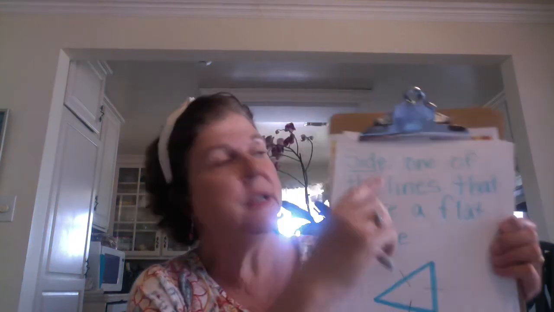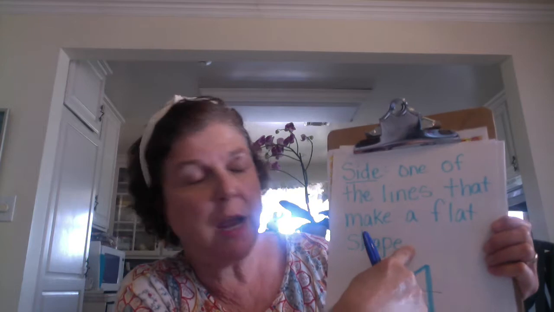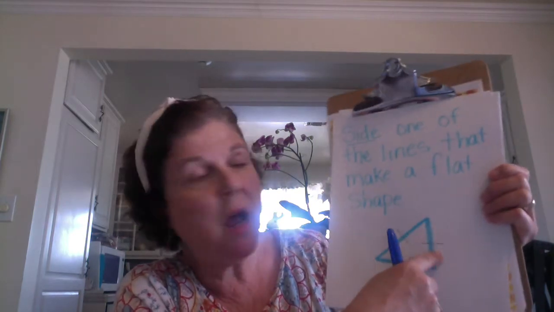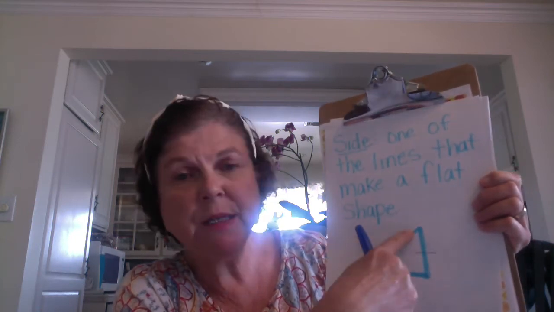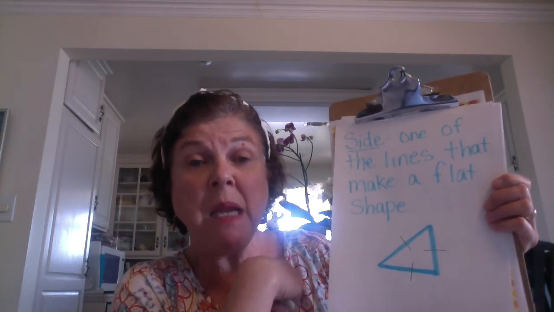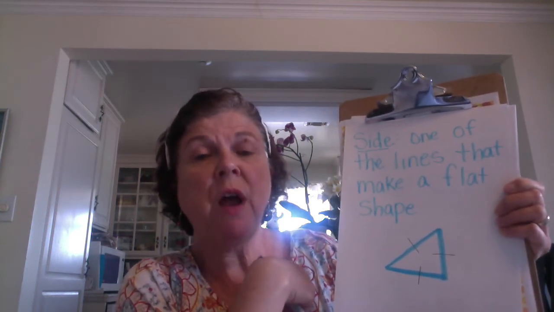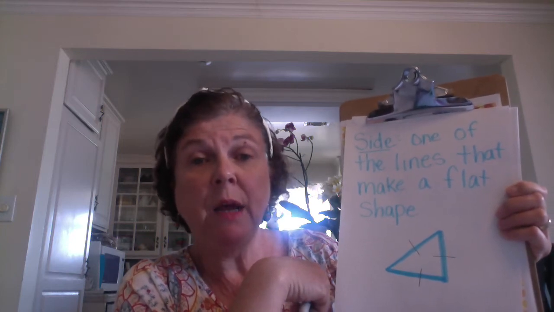Another important word is side. Side: one of the lines that make a flat shape. So this is a side, this is a side, and this is a side. This is a triangle, so it has 1, 2, 3 sides. Remember, I said that the prefix tri means 3, and besides triangle, you can hear tricycle has 3 wheels.